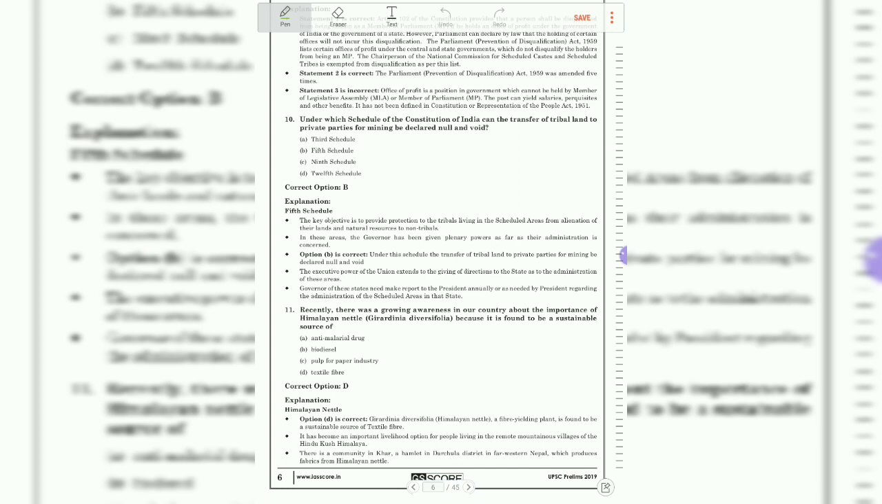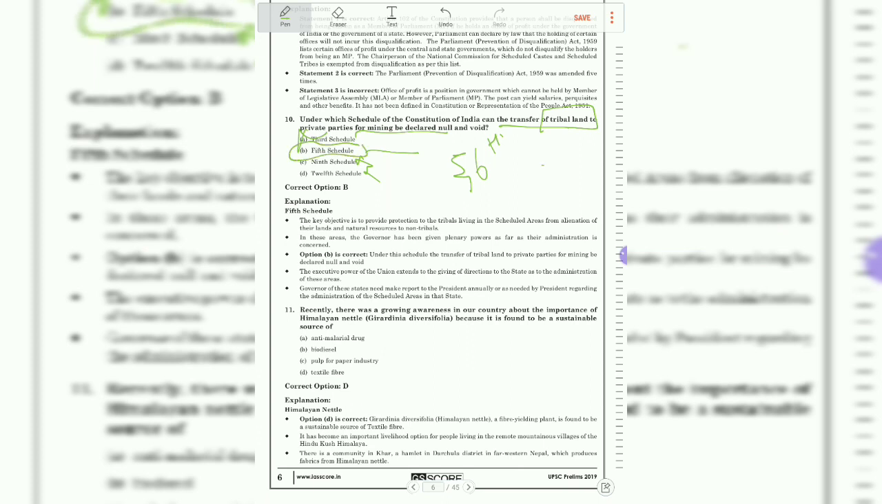Okay, in this question, suppose you're not aware of anything, it just says transfer of tribal land. Some tribal matter is there, it's fine. So you know the third is not about tribal. We only have the fifth and sixth schedule, and sixth is not there, so you need not think, just again a less than 5-second question.